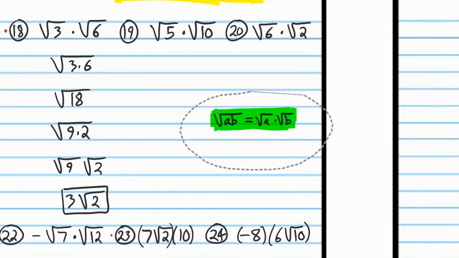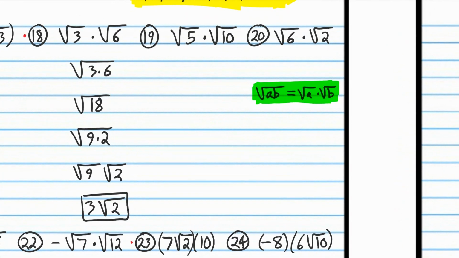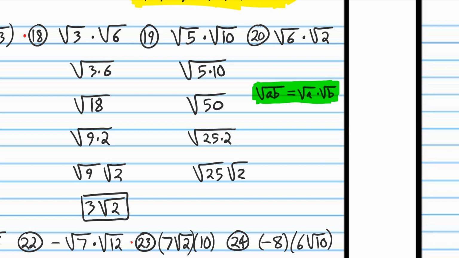All right, so number 19. We'll do that one together. So again, you just use the green equation there, combine into one root, and then you get square root 50. But now I know I have a perfect square in here because I know that 25 times 2 is 50, and I know 25 is a perfect square. So I'm going to use the green principle. I used it in the reverse direction, then I used it in the forward direction to get a different factorization.